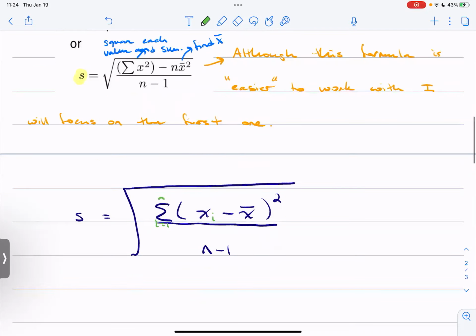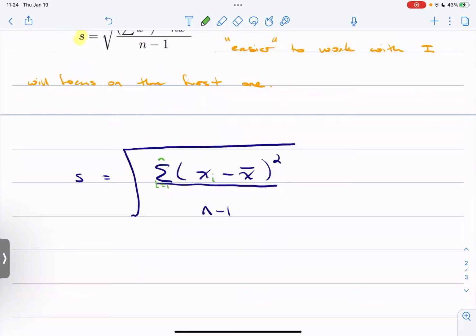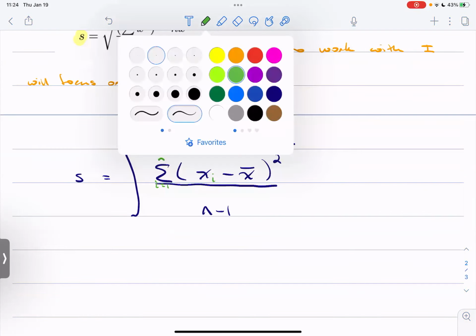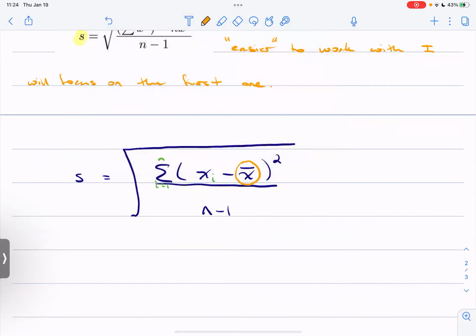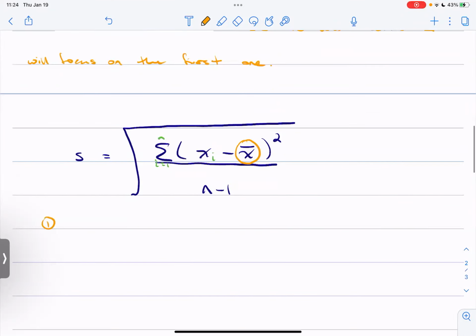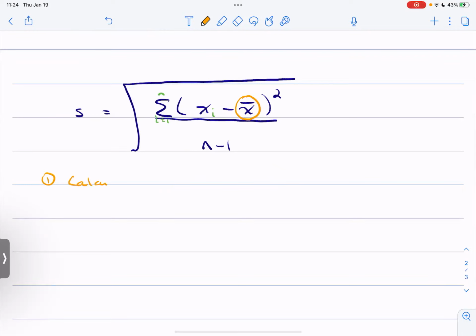But just to break this thing apart, the first thing you would do, and I'm going to try to use my colors here, number one thing, is calculate the mean of all your x's. Calculate the mean of x, right? That's the number one thing that you would do.